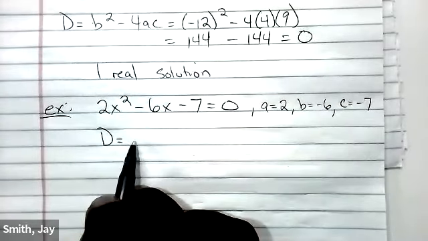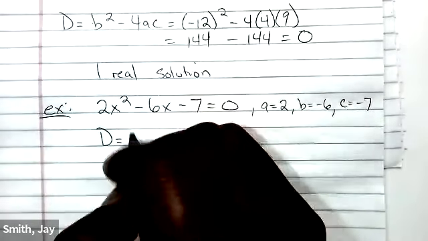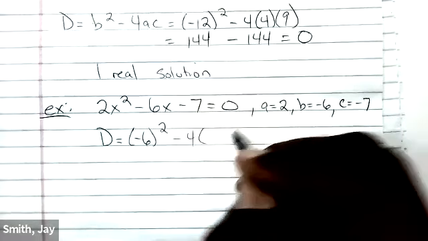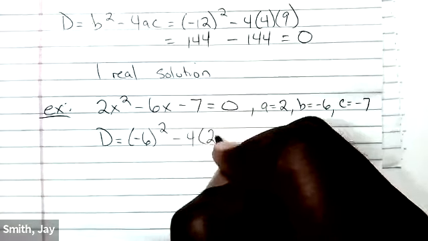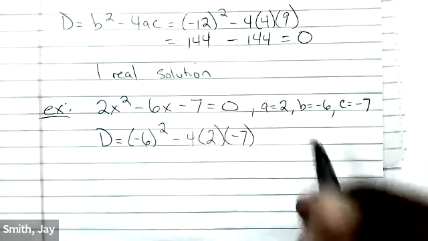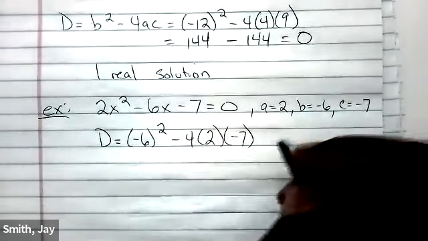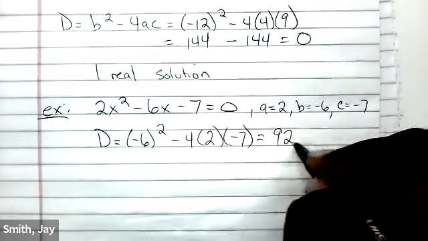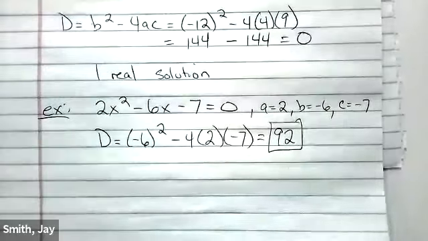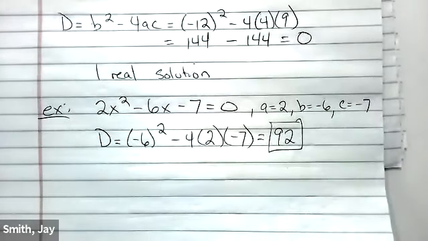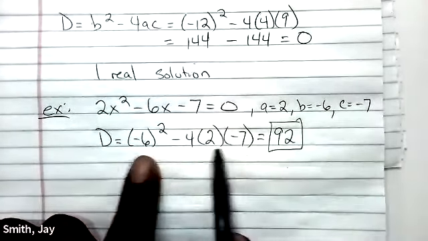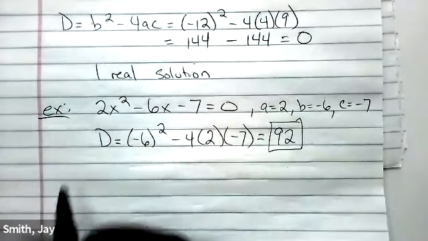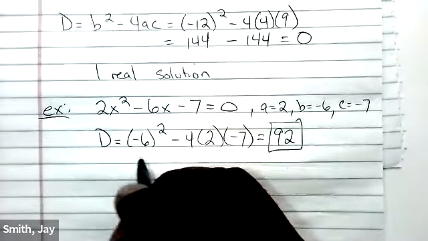So to find my discriminant, we're going to have B squared, or in this case, negative 6 squared, minus 4 times A, which is 2, times C, which is negative 7. Now, provided we place the calculator correctly, what we should get is 92. What we're really interested in is if it's positive. Obviously, this is a positive number, and if we subtract a negative, it's going to give me a positive. So we're going to have 2 real solutions here.